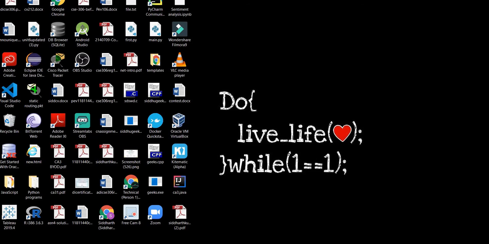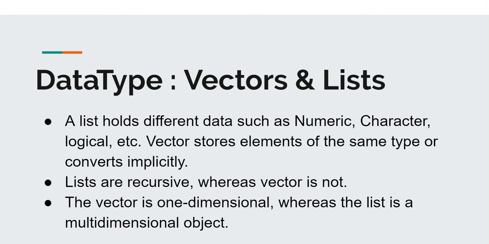This is the 6th video of this series on the R programming language, and in this video we will talk about data types such as vector and list. A list is a data type which holds different types of variables such as numeric, character, logical. While in the case of a vector, we can only store similar types of variables. If we are including numeric here, then we will have to go with numeric only. We cannot include character or logical then.